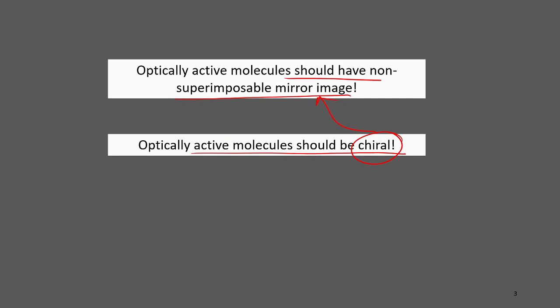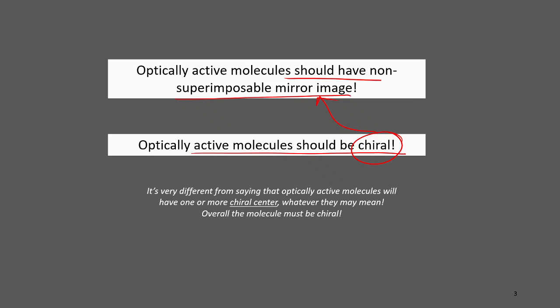Okay, so you don't have to look for chiral centers, chiral carbons, in the molecule to think about whether the whole molecule is chiral. This is a very big misconception. I clarify it here. It's very different from saying that optically active molecules will have one or more chiral centers. They might not even have a chiral center.